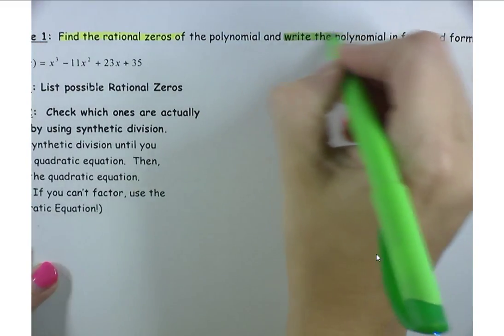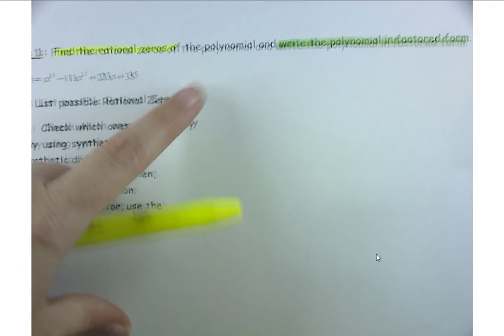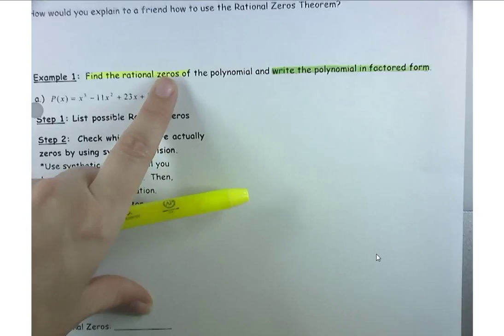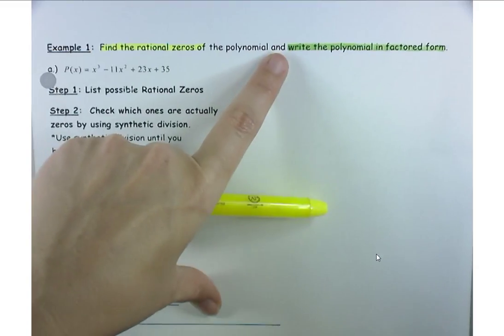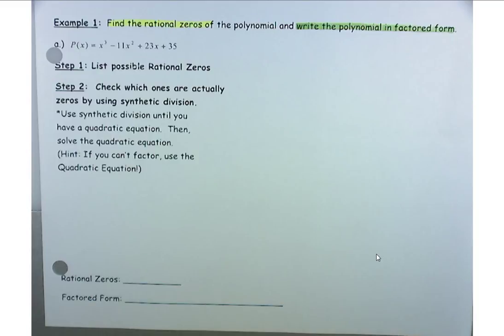Yes, okay, so basically your two different answers here. First, you're going to find the rational zeros, and then the second thing you're going to do is write the polynomial in factored form. Okay, and the first one we are going to do without a calculator. You will have to know how to do it with and without a calculator.